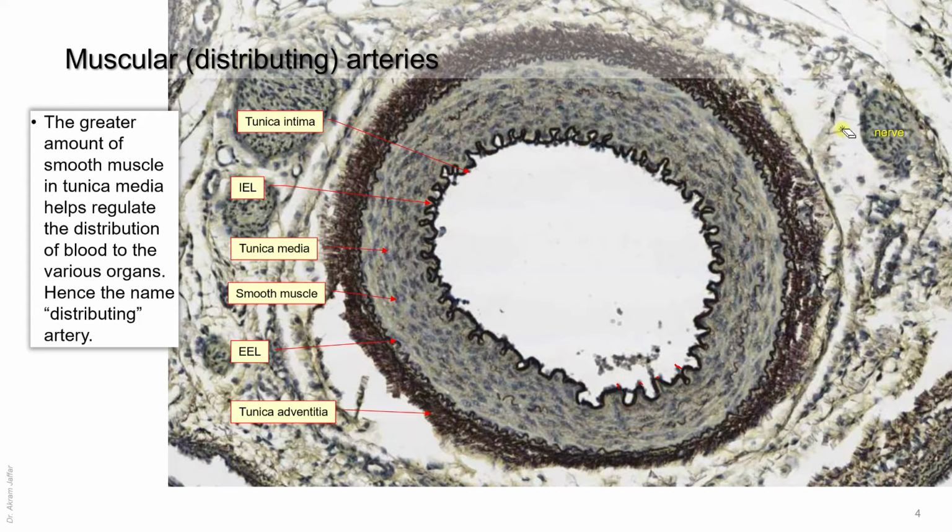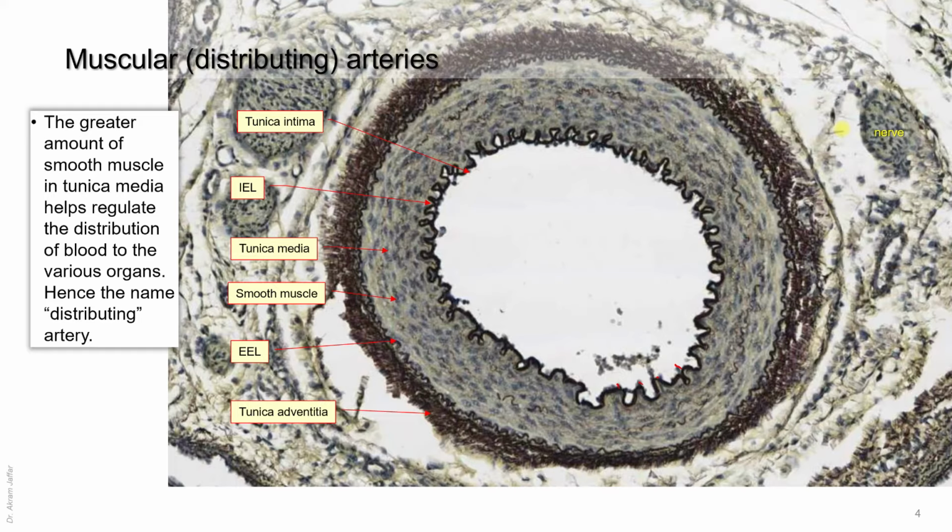So for example, in situations of sympathetic overstimulation, like fight or flight, the smooth muscle fibers in the blood vessels of the heart and the blood vessels of skeletal muscles are going to relax, so that there will be more blood coming to the heart and more blood coming to the skeletal muscles. But at the same time, the smooth muscle fibers in the wall of the blood vessels supplying the gut will contract, so that the blood will be diverted from the gut to the more needed organs, the heart and the skeletal muscles at this time.